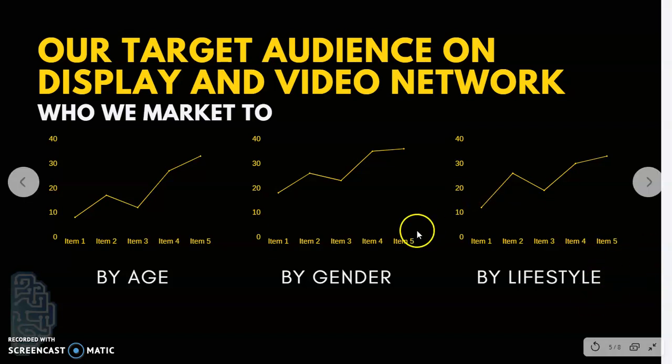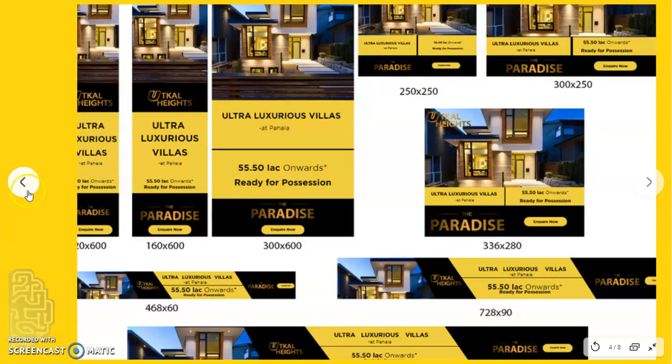Now guys, how does your display network ad look? So basically, this is how you get to see a display network ad. They come in different formats and different sizes. Yes, because not all websites allow a similar size. Some are skyscraper, some are banner ads, some are native ads. So it depends upon the kind of space or placement that is available on a particular website.